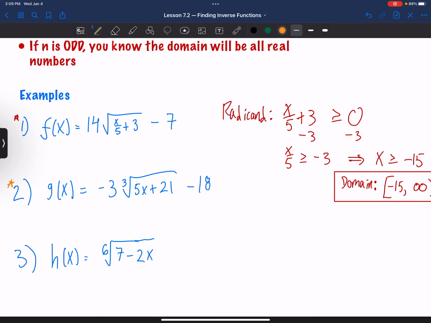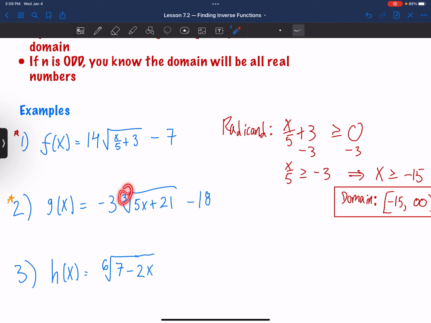Well, what does it say in red up there? If n is odd, in which case this index is odd because it's 3, it's a cube root, then I know the domain is going to be all real numbers. So that's all I got to do. The domain is all real numbers.